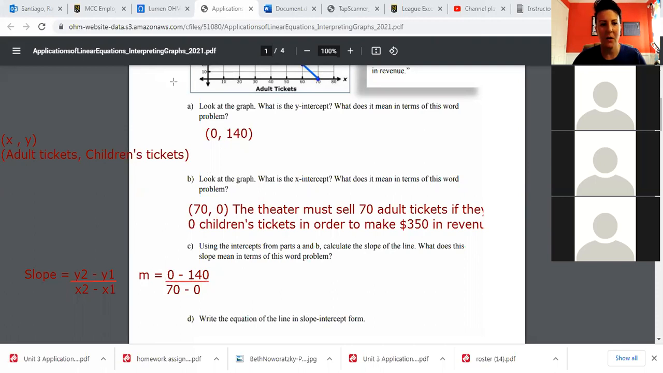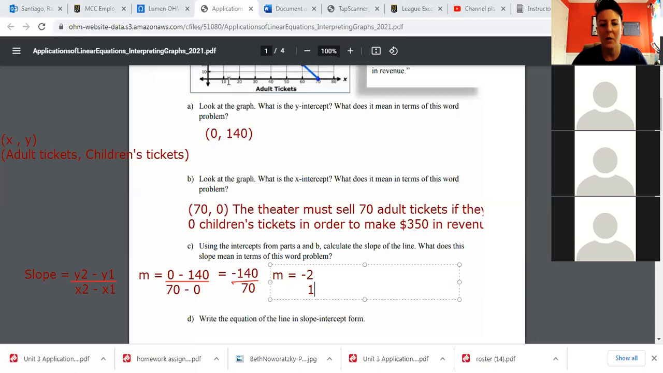We're going to go ahead and do this math. This is going to give us negative 140 over a positive 70. When you reduce this, what are you left with? Excuse me, what are you left with for your slope? 2. What kind of 2? Negative. So we see that m is negative 2 over 1.